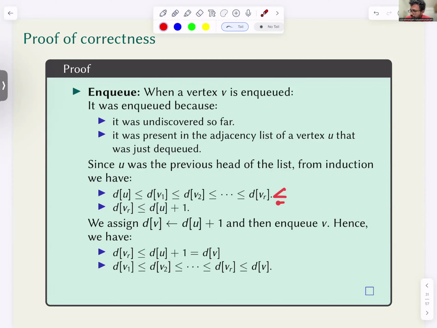So dvr is less than or equal to dv, because dvr was already at most du plus 1, because du was ahead of the Q. So dvr is less than or equal to dv. That is one requirement.